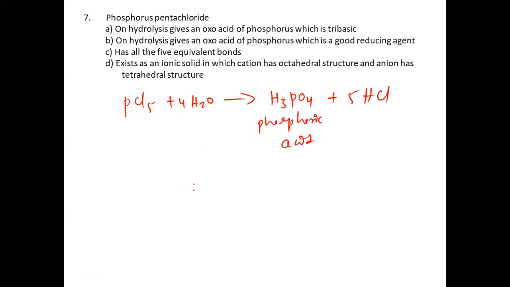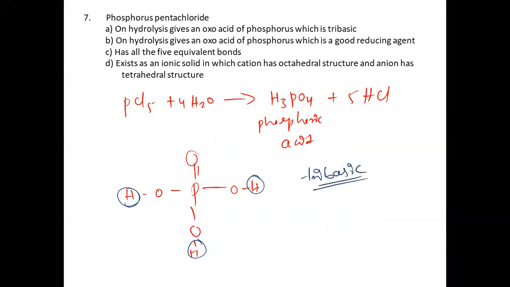And here the product obtained is phosphoric acid, which has the structure with P double bond O and the remaining 3 P-OH bonds. So here we can observe three hydrogen atoms, all directly attached to oxygen. So that is considered a tribasic acid, which consists of three replaceable hydrogen atoms or H+ ions. So for question number 7, it's option A. Phosphorus pentachloride on hydrolysis gives an oxoacid of phosphorus, that is phosphoric acid, which is tribasic in nature.